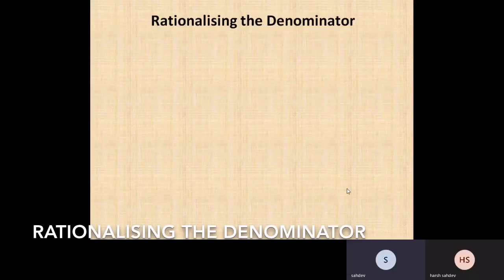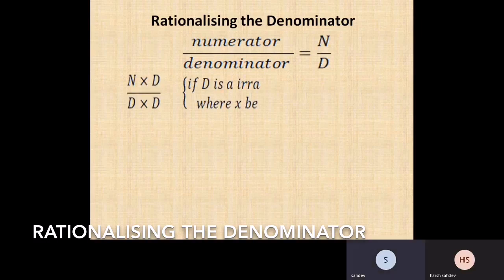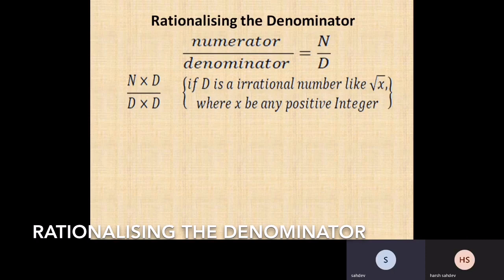Next, rationalizing the denominator. How can we rationalize the denominator? It's simple. N is for numerator, D is for denominator. We just multiply the numerator and denominator so that we can rationalize them. This is done when our denominator is an irrational number or in the form of an irrational number. Let's take an example.